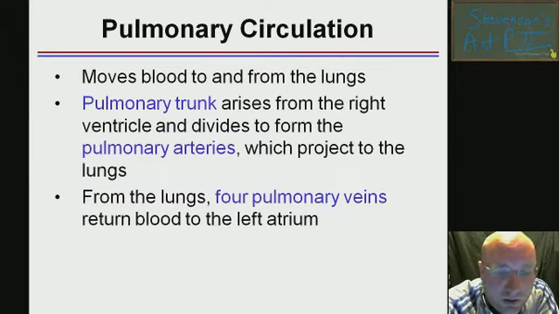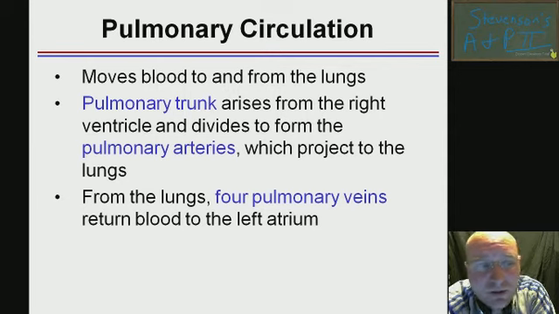Okay, pulmonary circulation. The pulmonary circulation helps to move blood to and from the lungs. The pulmonary trunk arises from the right ventricle and divides to form pulmonary arteries. Remember, those are the only arteries in the body that carry blood that does not have a high oxygen content. And then these pulmonary arteries project to the lungs.